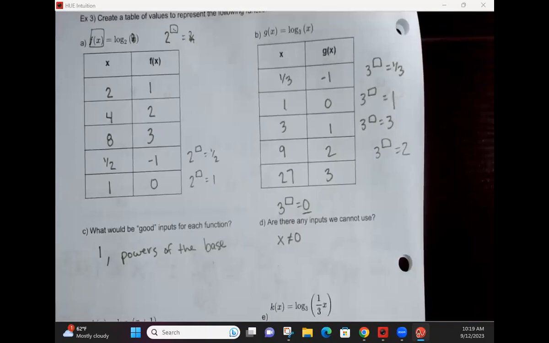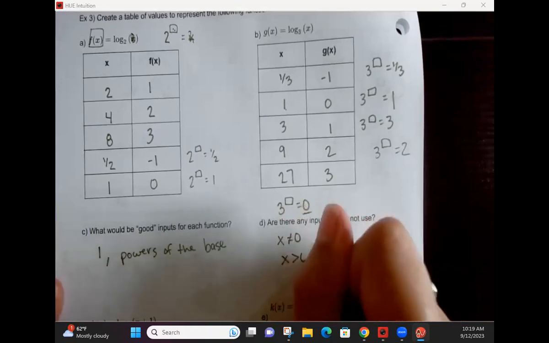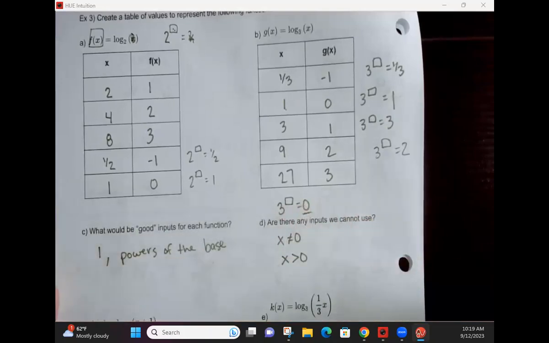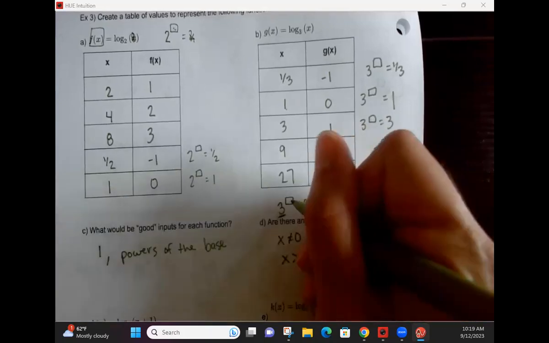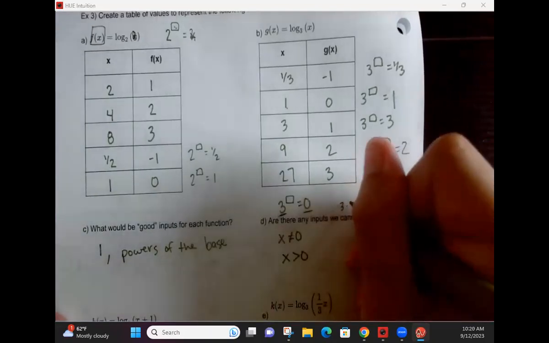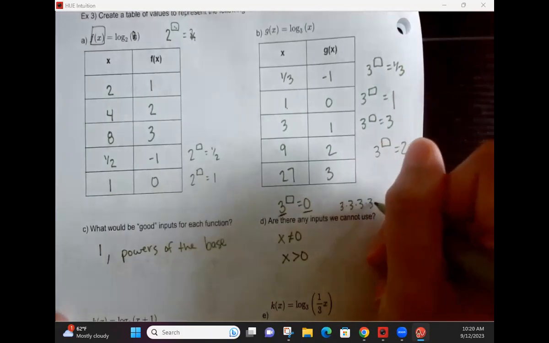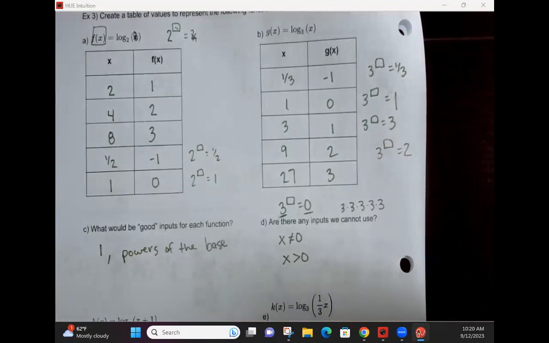Negative numbers. Why not negative numbers? Yeah, we're talking positive bases here. So whatever I plug in for my exponent is telling me to take a root of +3 or multiply +3 by itself some number of times. If I'm multiplying +3 by itself a bunch of times, it's positive times positive times positive, however many times I want, and I'm going to get a positive number.